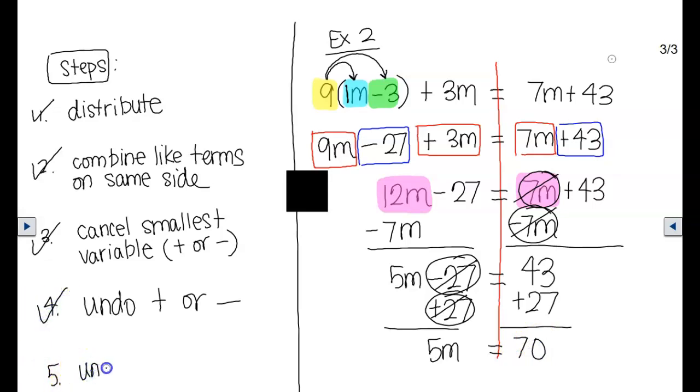And then my last step is to undo multiplying or dividing. Right here I have 5m. That means the m is being multiplied by 5. So I have to undo multiplying by 5. So I'm going to divide by 5. Multiplying by 5, dividing by 5 are going to cancel each other out, so m is alone. 70 divided by 5 should be 14. So m is equal to 14. So I want you to notice again how this is a step-by-step process. One thing at a time. So focus on one thing at a time.